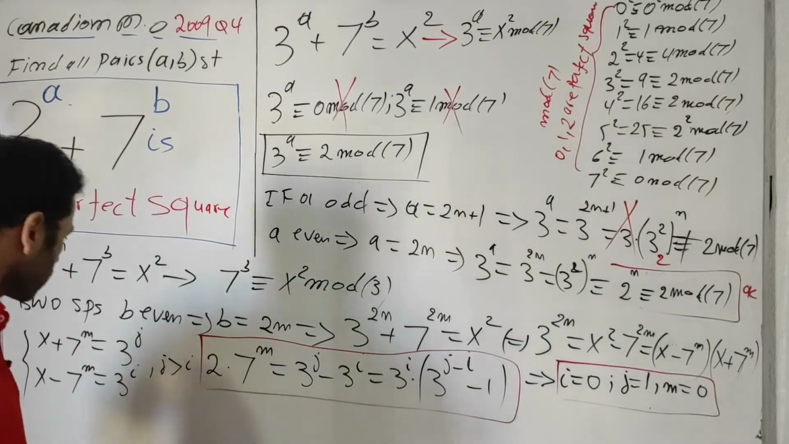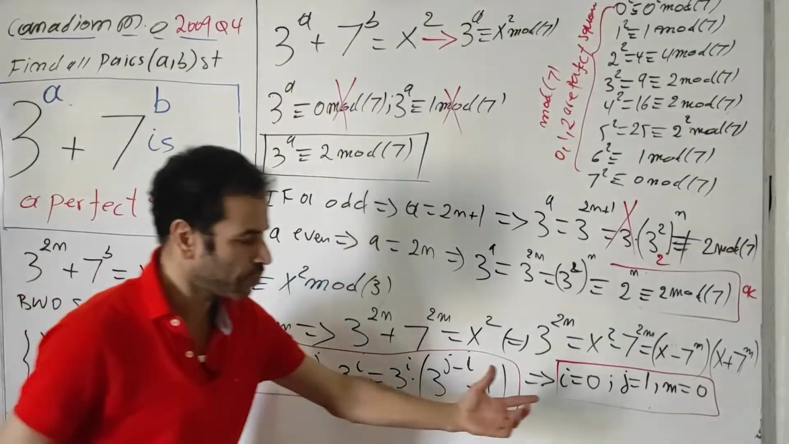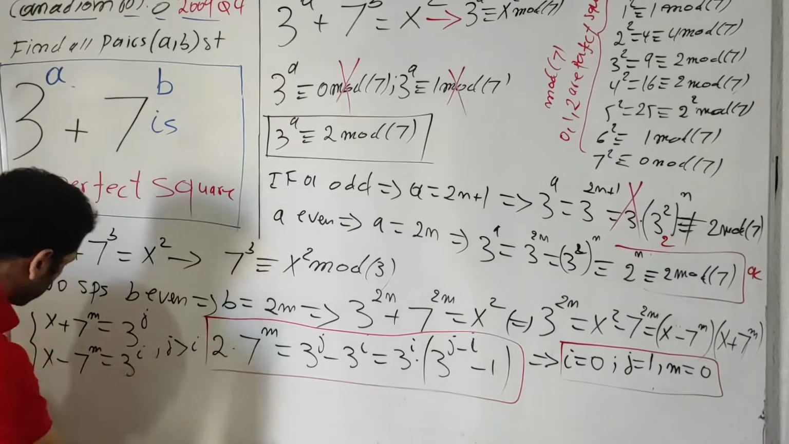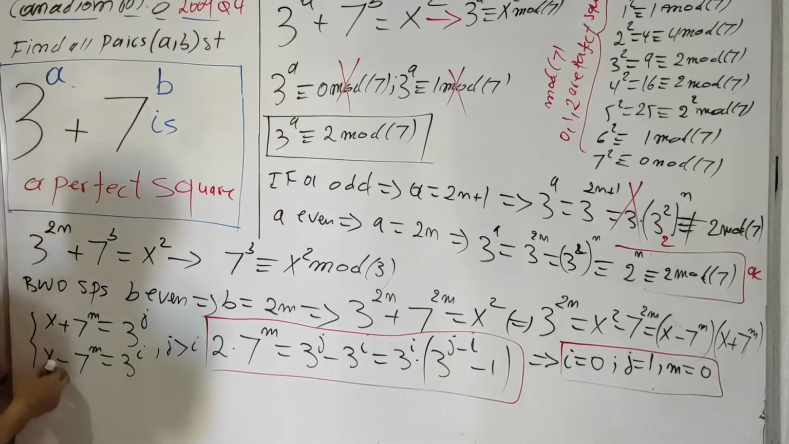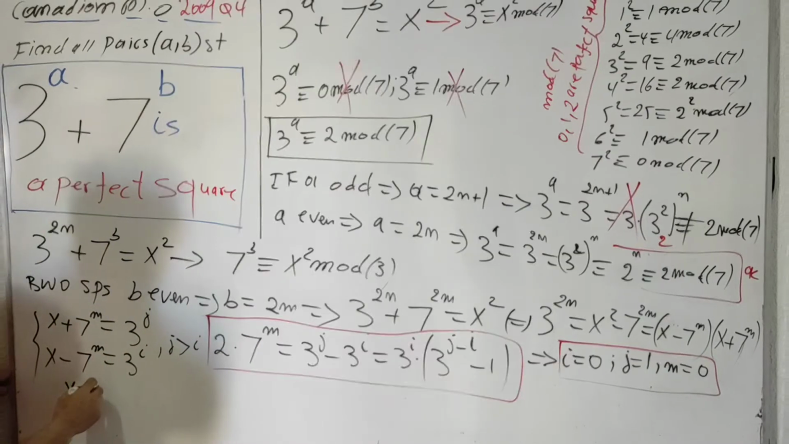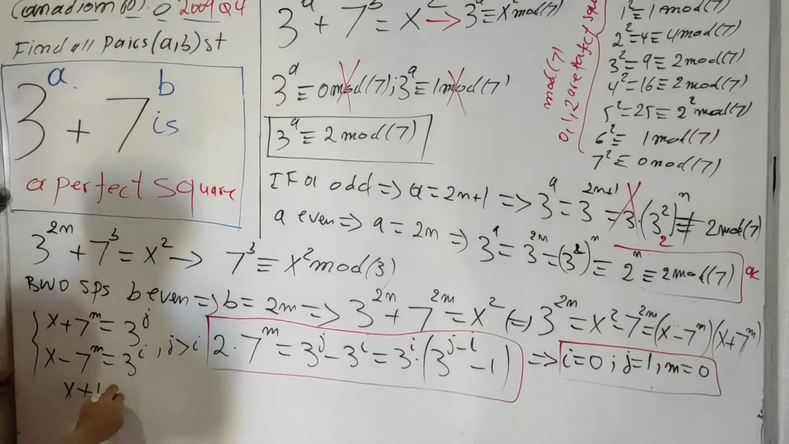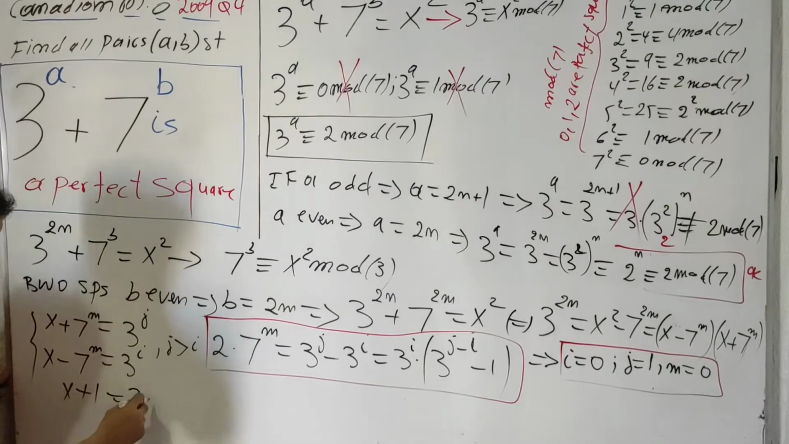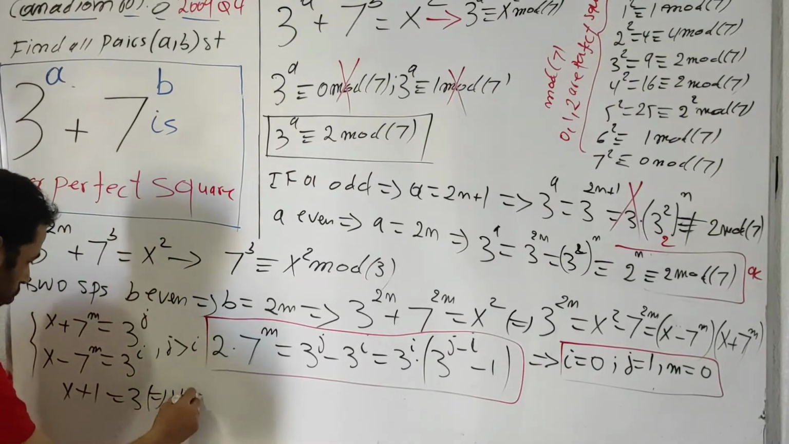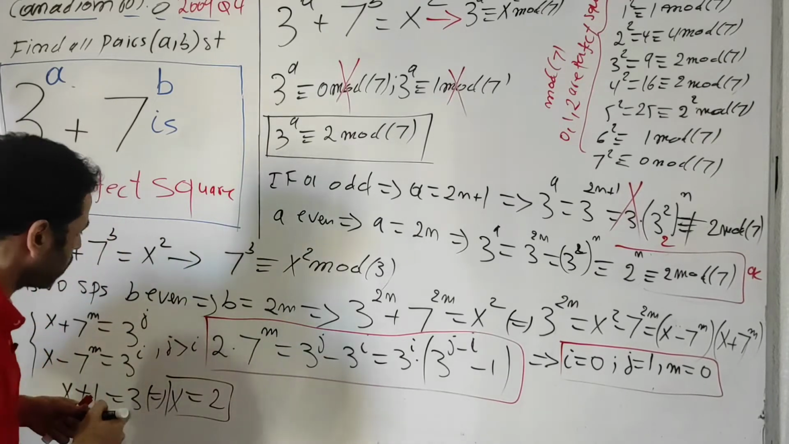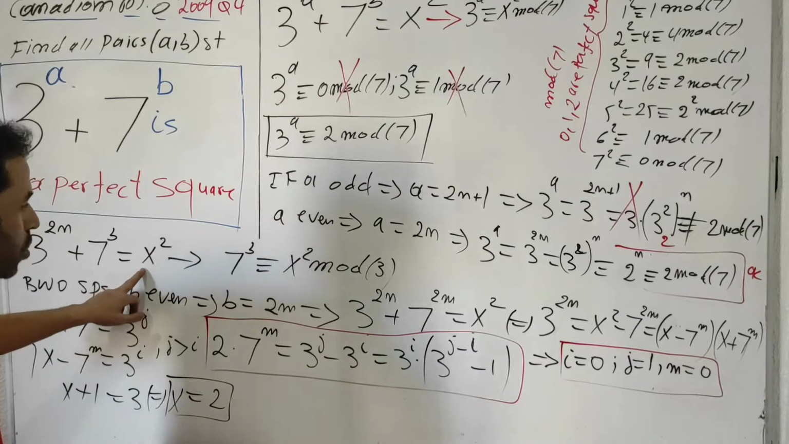Now I'm going to take this found fact and insert it into the original equation to see what it gives us. I'm going to use the first equation, so we'll have x plus 7 to the m, with m replaced by 0, so 7 to the m turns into 1. j will be replaced with 1, which gives 3. So x equals 3 minus 1, which is 2. So now I found x equals 2. I'm going to replace x with its value in the original equation.